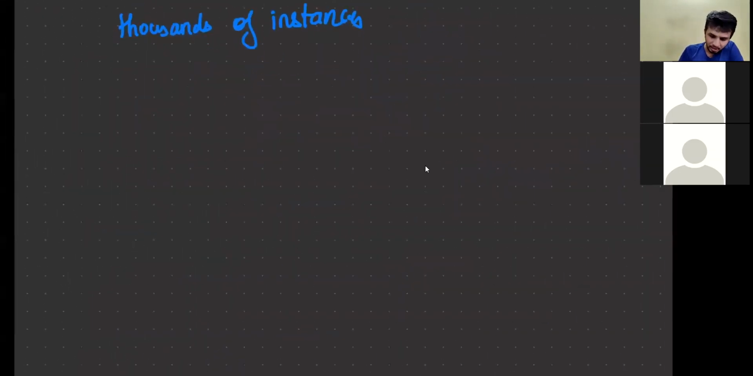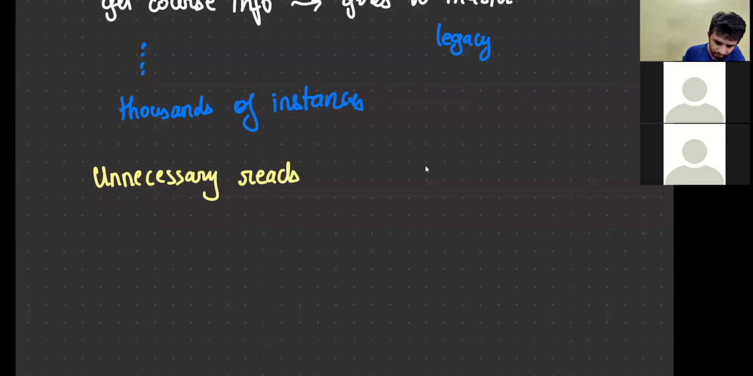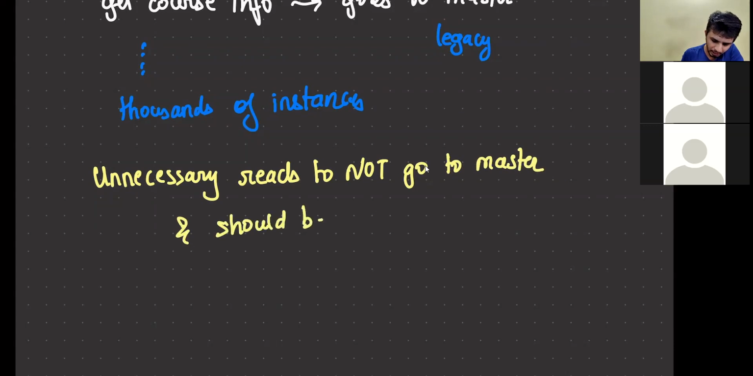So what do we want? The goal is very simple. We would want unnecessary reads to not go to master, and they should be redirected to, or served from, a replica. But how would we do that? We can add a load balancer.